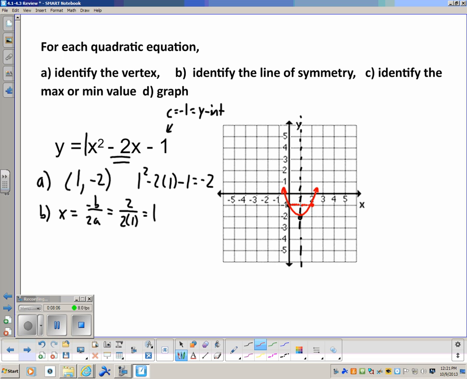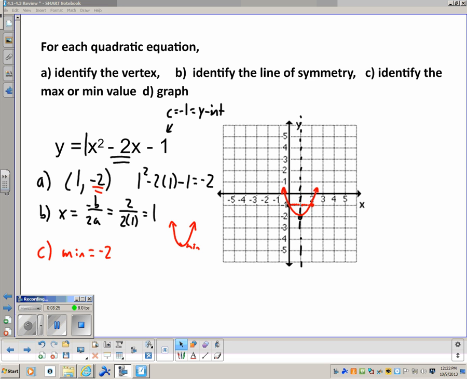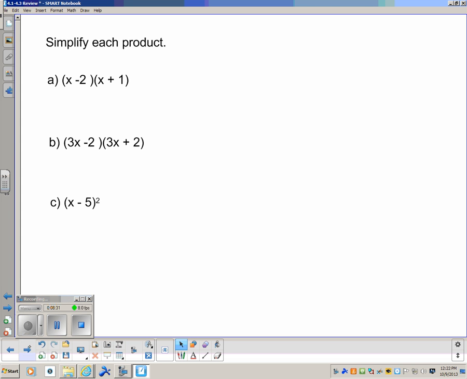So I've just got part C here left. Remember, this opens upward now, so it has a min value. So if it's a min, it equals the y value of my vertex there, so my min value there is -2. So basically the smallest y value there is -2. So we have that. These are just simply FOILing problems here.